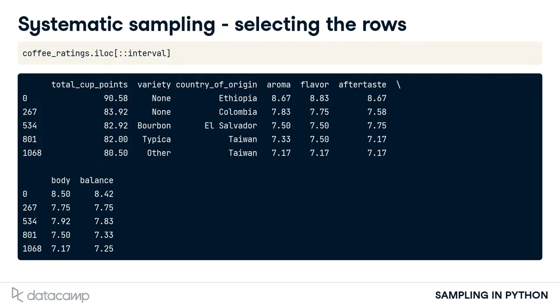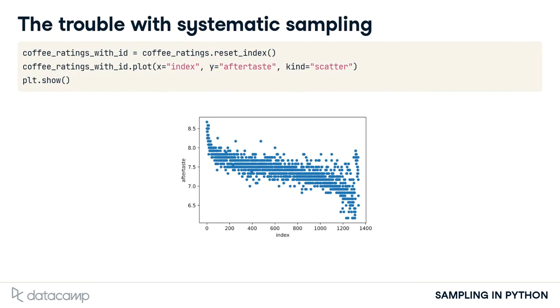To select every 267th row, we call .iloc on coffee ratings, and pass double colons and the interval, which is 267 in this case. Double colon interval tells pandas to select every 267th row from 0 to the end of the data frame. There is a problem with systematic sampling though.